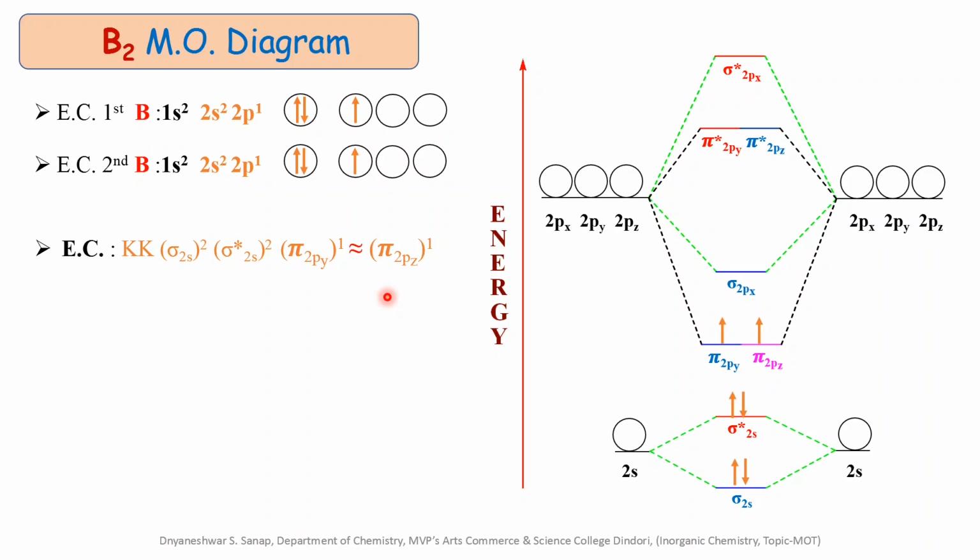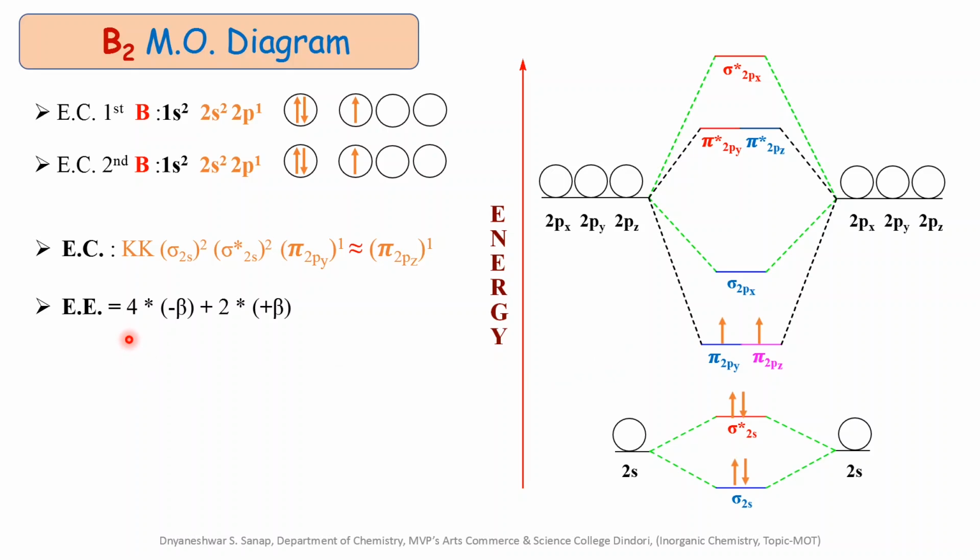The next point is calculation of energy evolved during the formation of the B2 molecule. Basically, the energy evolved for any molecule is calculated using the formula: the number of electrons present in the bonding molecular orbital times minus beta, plus the number of electrons present in the antibonding molecular orbital times plus beta. Let us put the number of electrons present in the bonding and antibonding molecular orbitals for B2 respectively in the formula.